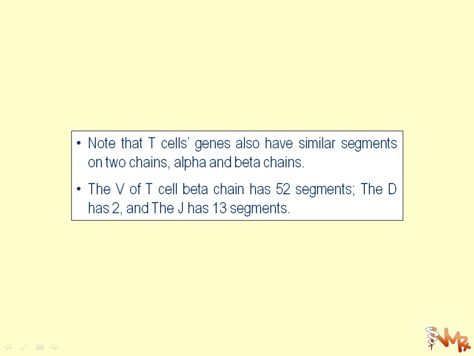Just to note, T cell genes also have similar segments on two chains, alpha and beta chains. The V segment of the T cell beta chain has 52 segments, the D has 2, and the J has 13 segments. This is a second tier fact for your exam. Again, you have heard of it once just to orient you that there are some similarities and differences between T cell receptors and immunoglobulins.